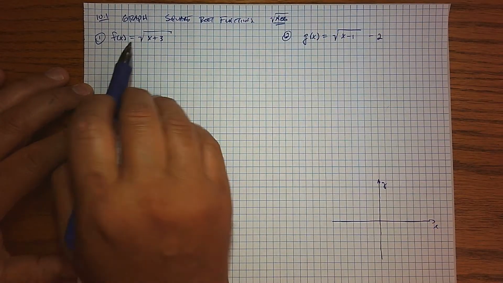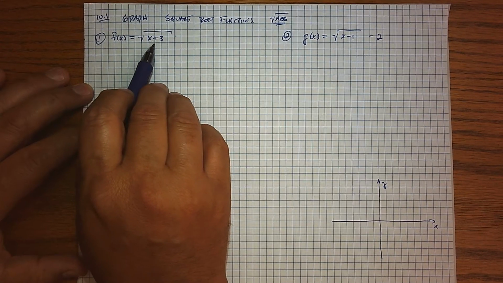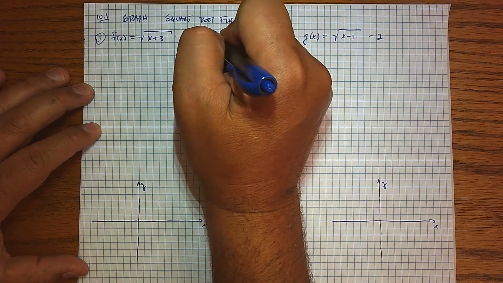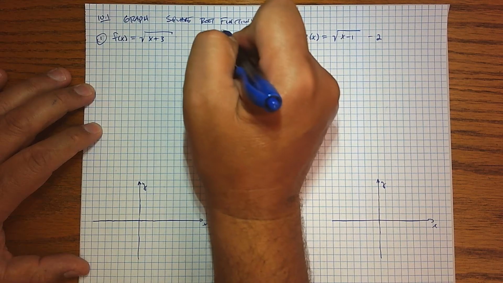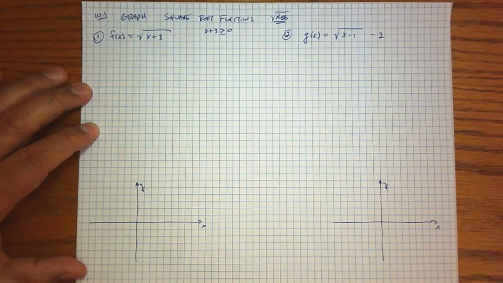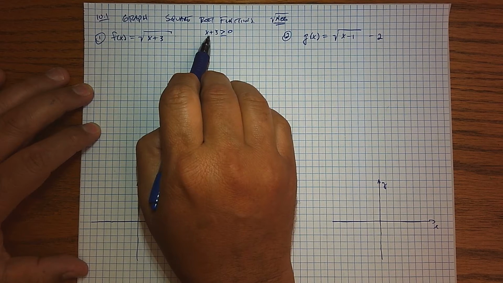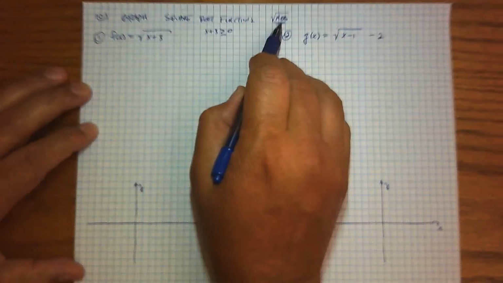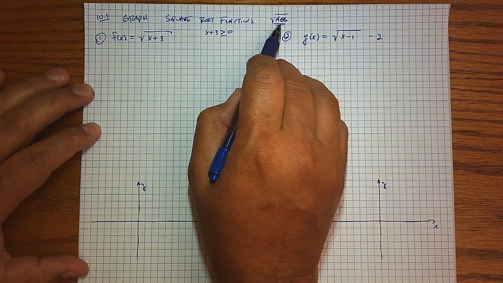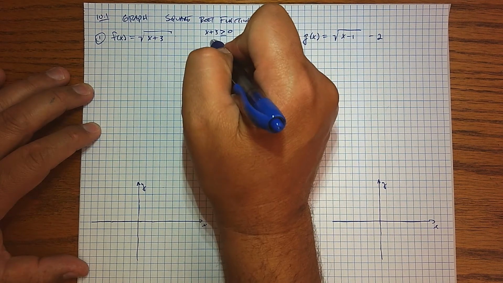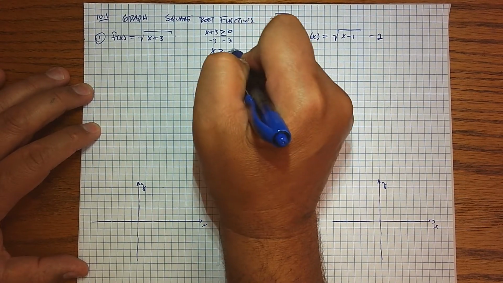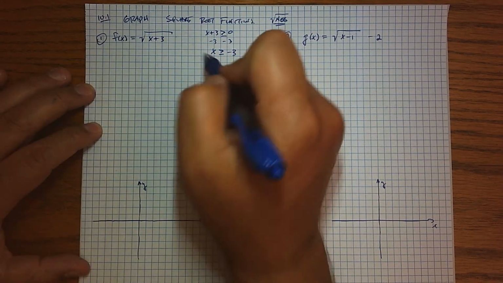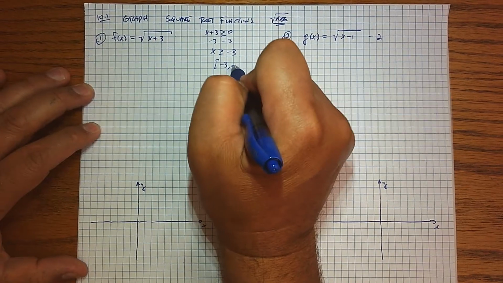So for this first function, we have the square root of x plus 3. I need to make sure that the x plus 3, the radicand, is greater than or equal to 0. It has to stay positive. If it remains positive, I'm not putting this bad situation in there. So subtracting 3 from both sides, my domain is anything greater than or equal to negative 3. In interval notation, we've got that.